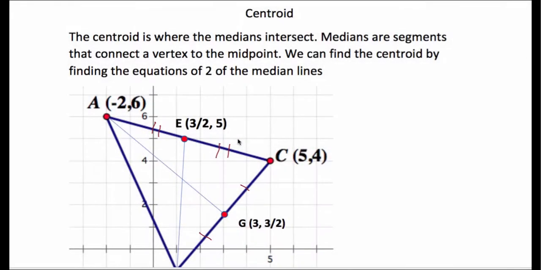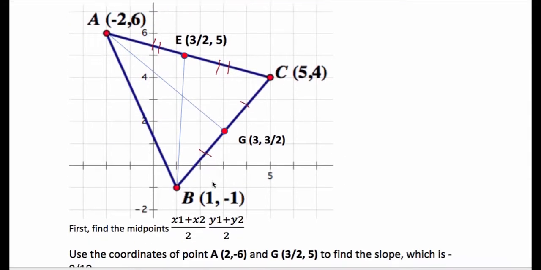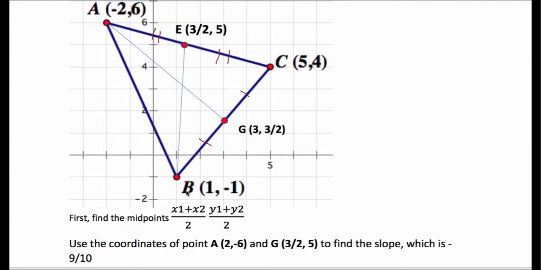The centroid is where the medians intersect, and the medians are segments that connect the vertex to the midpoint of the opposite side. We can find the centroid by finding the equations of the two median lines. First, we have to find the midpoints, which we do by taking these two coordinates, B and C, and plugging them into here. X1 plus x2 divided by 2 gives us the x coordinate for the midpoint, and y1 plus y2 divided by 2 gives us the y coordinate. That's going to be 3 and 3/2 for G, and E is going to be 3/2 and 5.